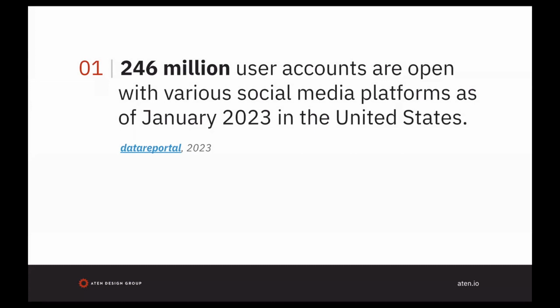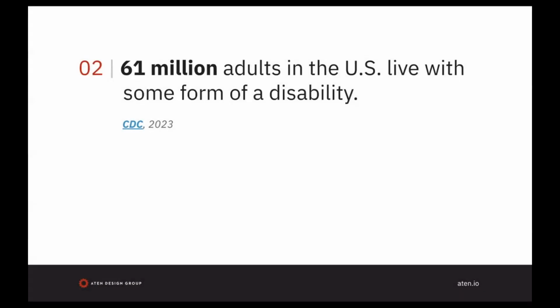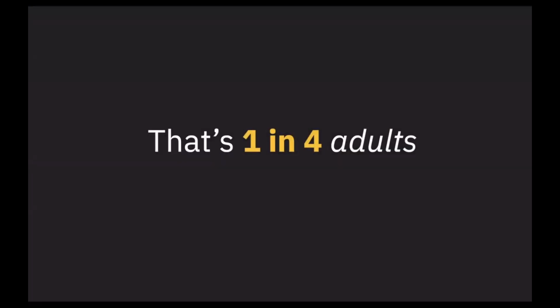One person could have multiple accounts open, but still, that's a lot of user accounts, 246 million, that's pretty good. And there are 61 million adults in the US that live with some form of a disability. That's roughly 27% of the adult population, or about 1 in 4 adults. And again, you can see I keep emphasizing adults because this statistic is only for 18 and older.